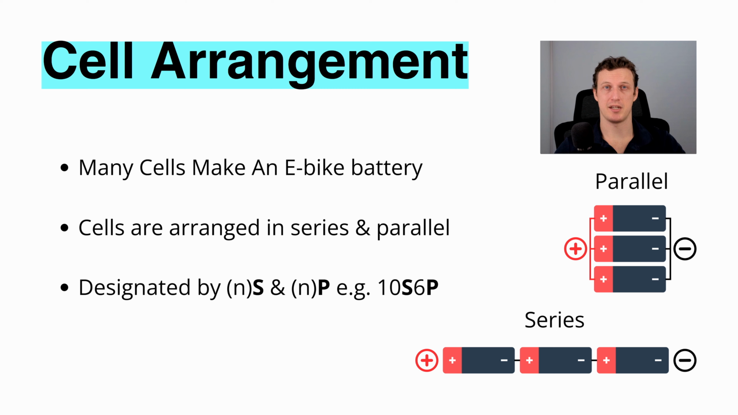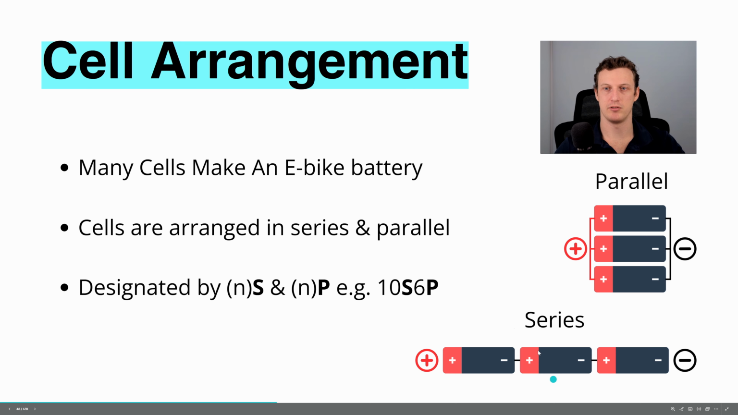Many cells make an e-bike battery. Cells are arranged in series and parallel, as designated by what we just covered, S and P. Example, 10S 6P. Or what we have here, 1S, because there's just one cell group in series, and 3P, so 1S 3P. Or here, 3S 1P, because there are 3 cells in series, but only one parallel group for each series.